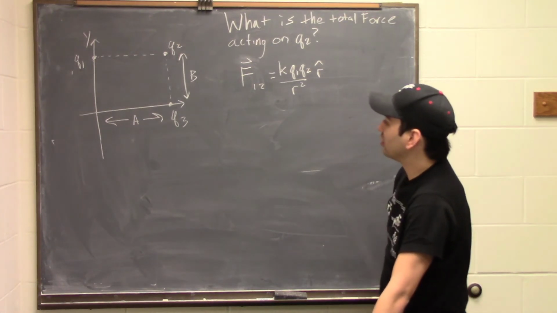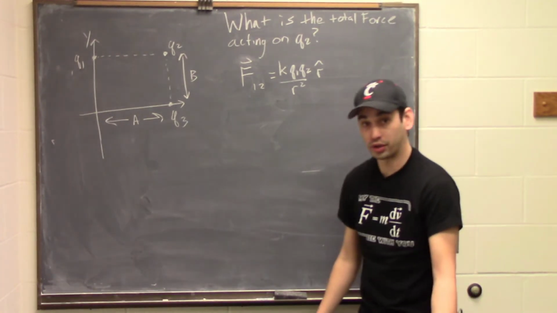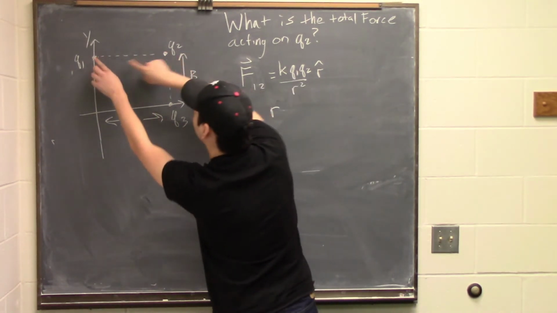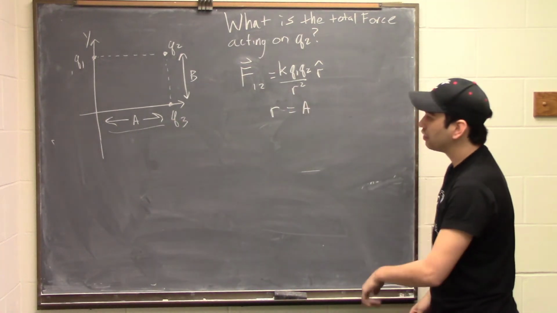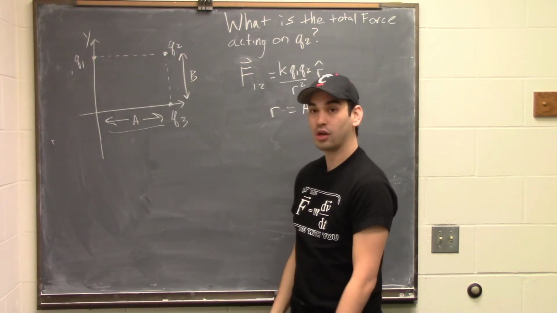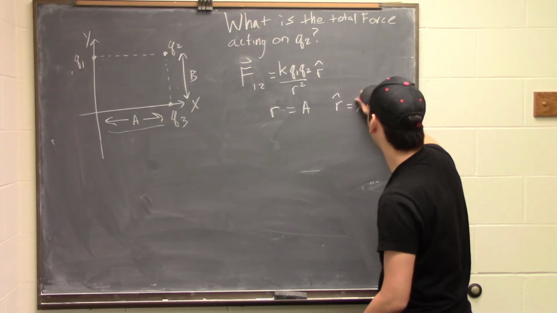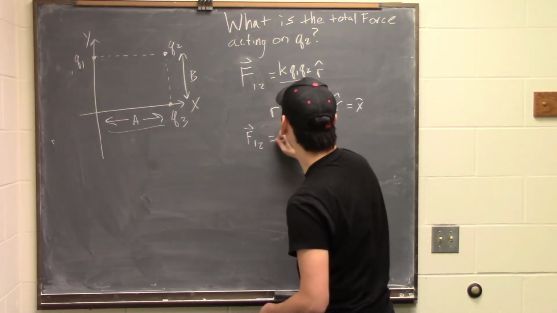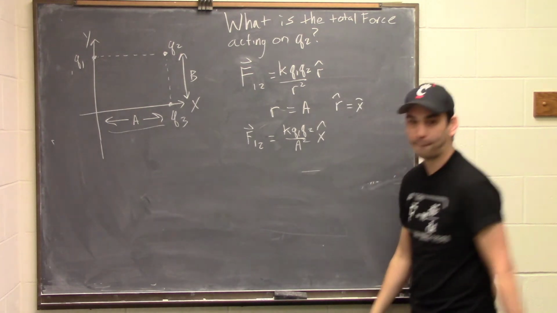So we need to ask ourselves, what is the distance from Q1 to Q2, and what is the vector that points from Q1 to Q2? To find R is a little bit easier, so we say that R is going to be just this distance here. This distance is the distance A. So R is equal to A. Now, what is the unit vector that points from Q1 to Q2? Well, this is the x direction, and so that unit vector, R hat, here is actually just x hat. So the force that acts from 1 to 2 is going to be equal to K Q1 Q2 over A squared times x hat. Okay?